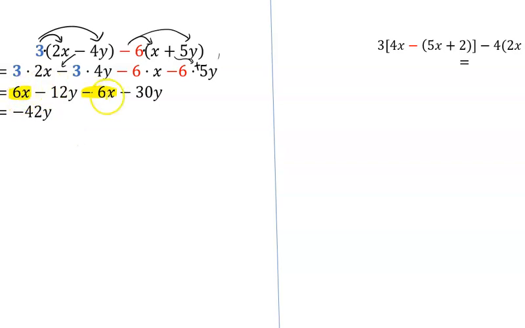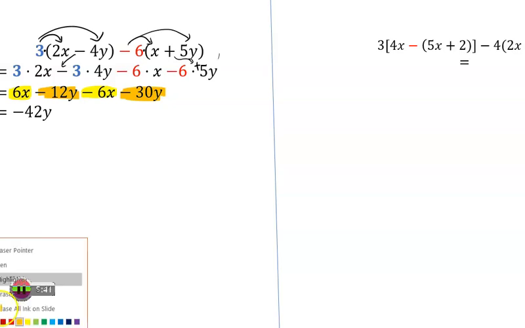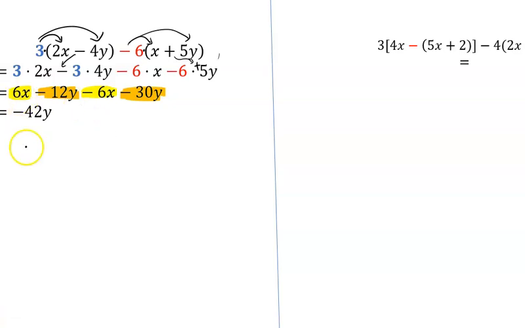For example, 6x and 6x, they are like terms, different from previous examples. We didn't have any like terms. And also -12y, -30y, they are also like terms. So we should be able to combine them. Now 6x minus 6x, because 6 minus 6 is 0, so you get a 0x. But 0x means 0 times x, and you get 0, because anything times 0 is 0.